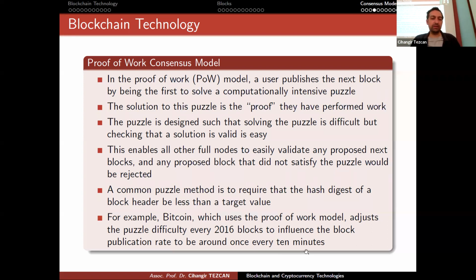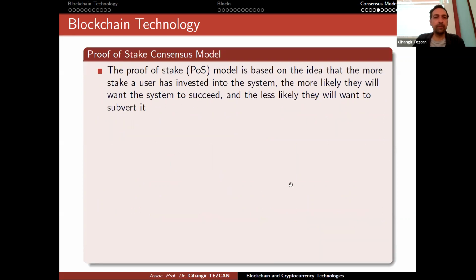So this 10 minutes was a choice by Satoshi, and in some cryptocurrencies, this is even smaller. In Ethereum, it is currently 15 seconds, but it can change to 45 because there was a proposal like that, but maybe it changed, I'm not sure, but as far as I know, currently it is 15 seconds. In some cryptocurrencies, it is 2 minutes and so on.